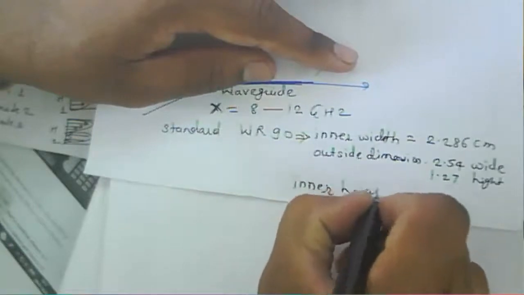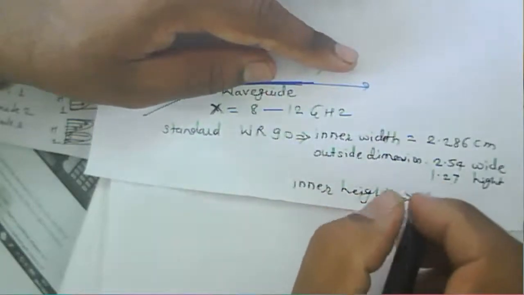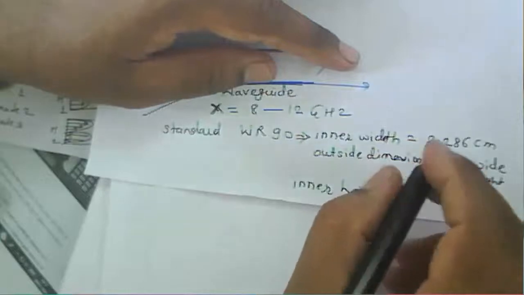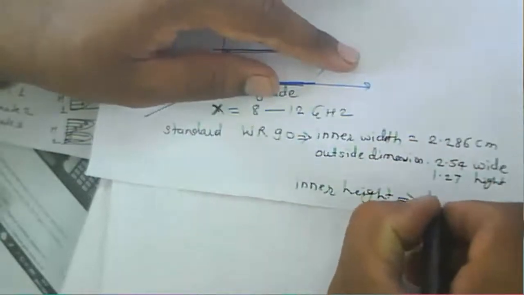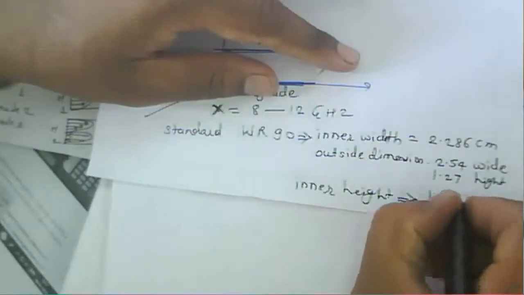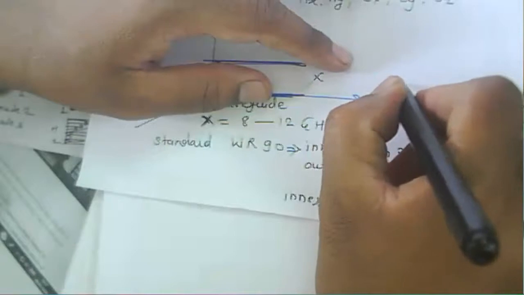All of you remember this one, because most of the time people ask this, and numericals are based on this particular component. So inner height and dimensions, all the dimensions are in centimeter. Now, what is the inner dimension?